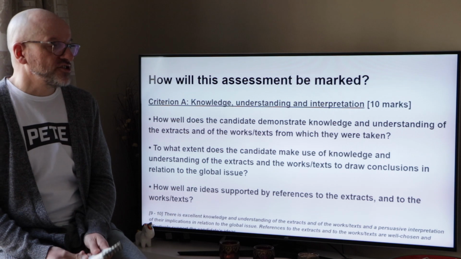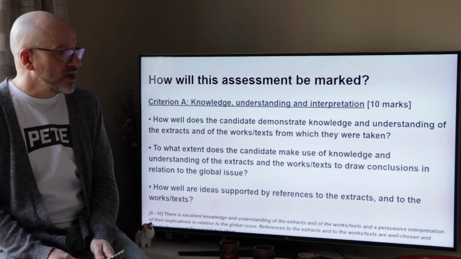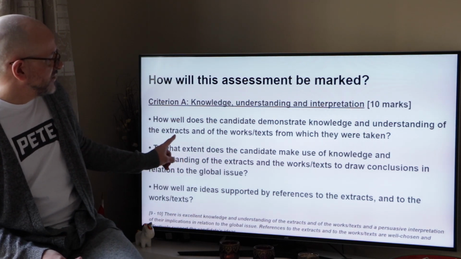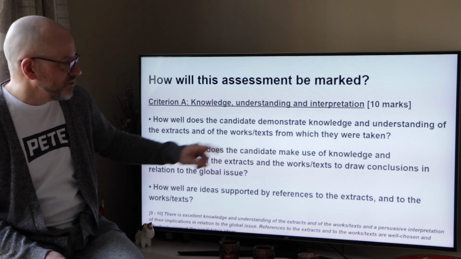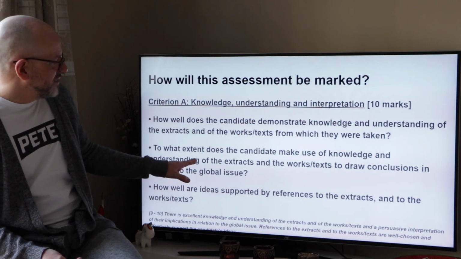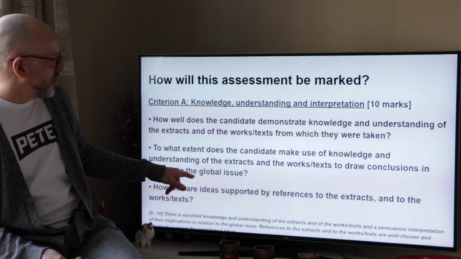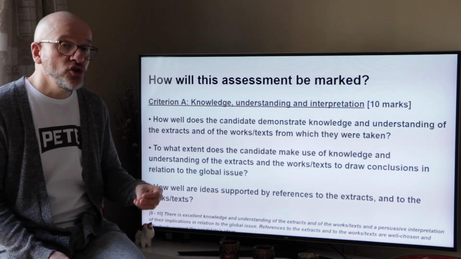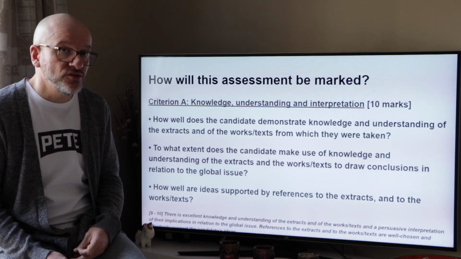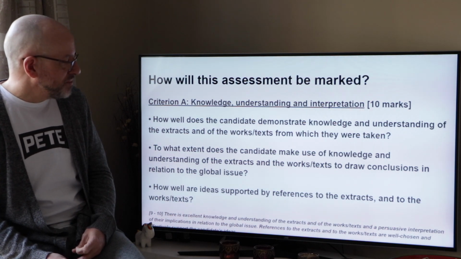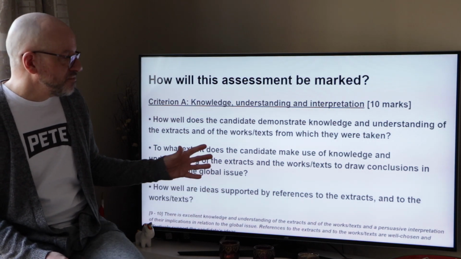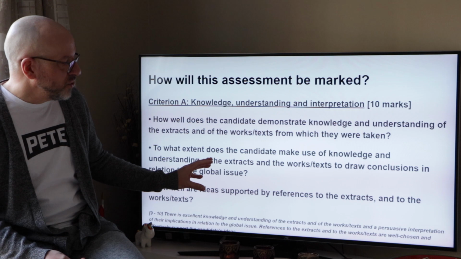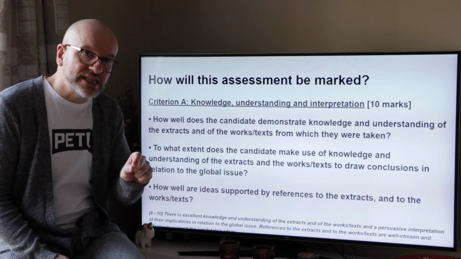So the key things to consider for this are that you are going to be asked to show that you can demonstrate knowledge and understanding of the extracts and the text from which they were taken. You'll be assessed on the extent to which you can show your understanding of the global issue and draw conclusions about the global issue as it's presented in those 2 extracts. And you're going to be assessed against criterion A by how successfully you are able to use examples and make references to specific things within the text.